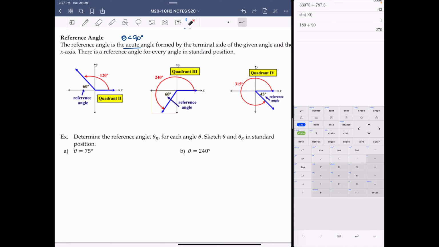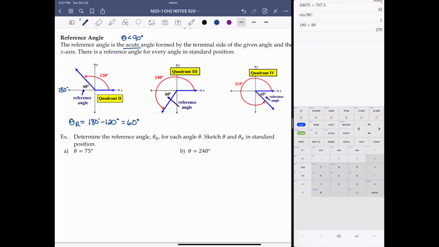If we didn't know what the reference angle was, and we were asked to find the reference angle for an angle of 120 degrees, we know that the negative x-axis is 180 degrees. So if we take 180 and subtract the angle of 120, we get our reference angle. Theta r equals 180 degrees minus 120 degrees, which equals 60 degrees.